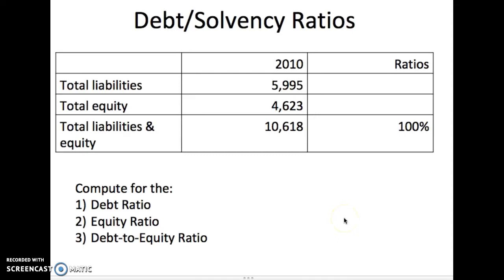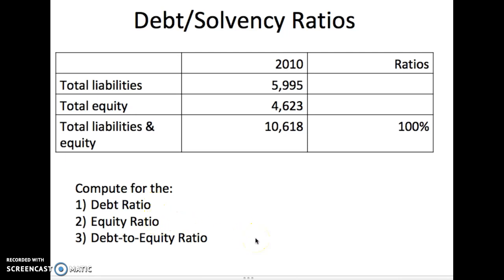Now I reach the third part of financial statement analysis. In part 2, we ended with the debt and solvency ratios. So here in this video, we're going to start off with an activity. Here you can see the 2010 values for total liabilities and total equity of a company, with total liabilities and equity amounting to 10,618 pesos.